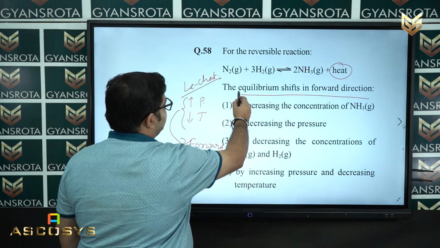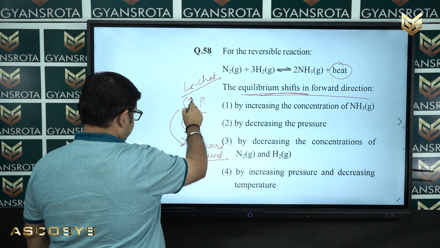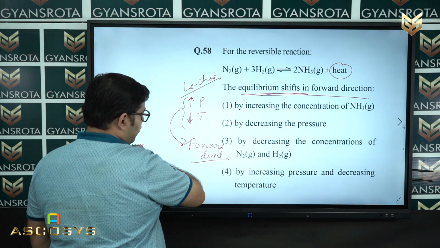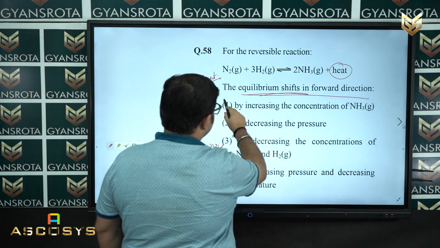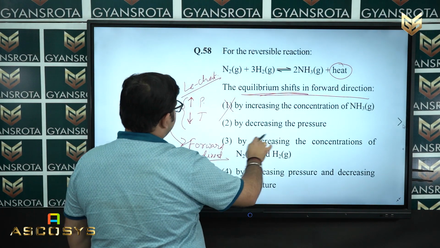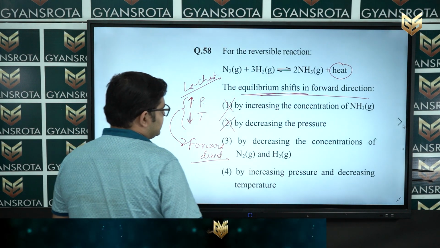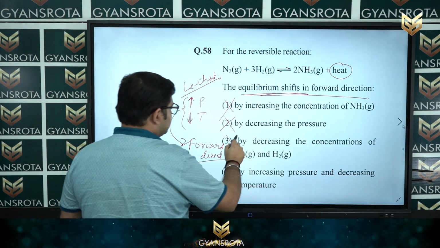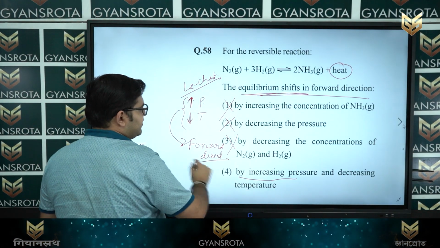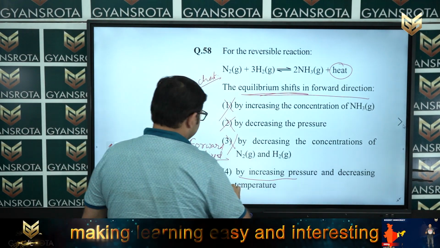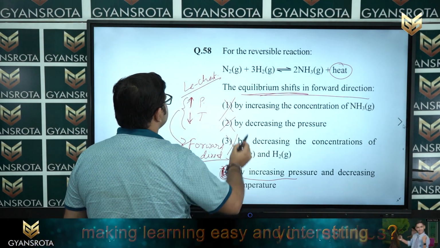Now, they are saying the shift is in the forward direction. So, if you see, you need high pressure and low temperature. Now, in the options: by increasing the concentration, no, this is not the option. By decreasing the pressure, no, we require increasing pressure, so this is also not the correct answer. By decreasing the concentration, no. By increasing the pressure and decreasing the temperature, yes, pressure should increase and temperature decrease. So, this is the correct answer, and this is the application of Le Chatelier's principle.